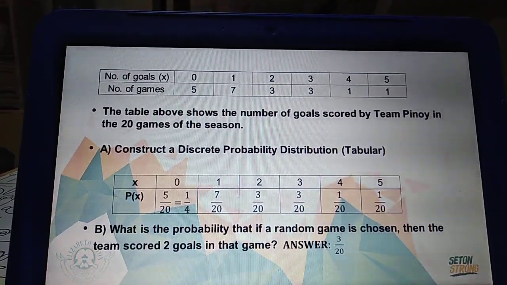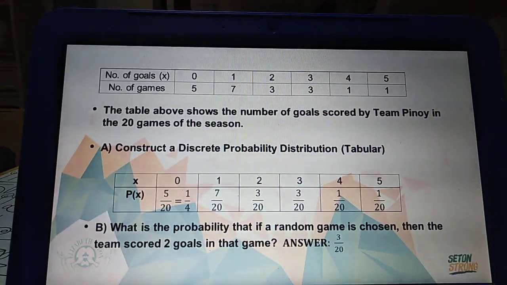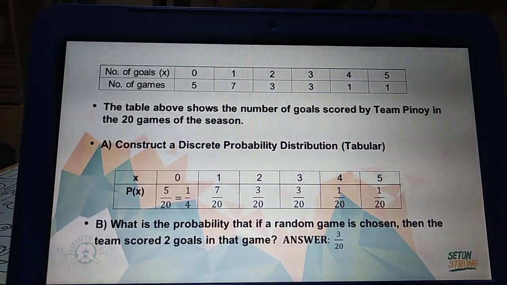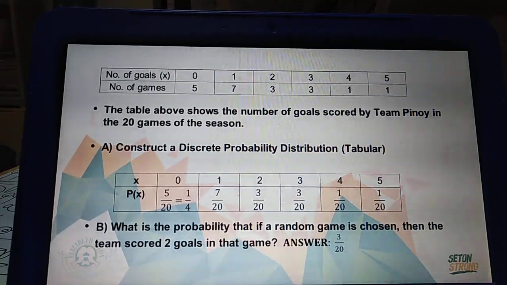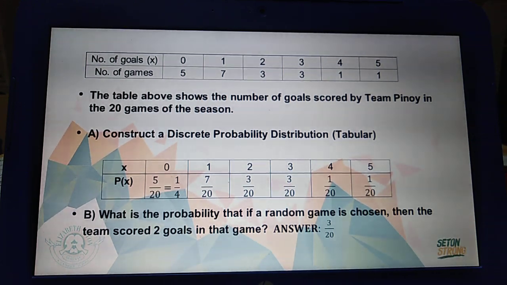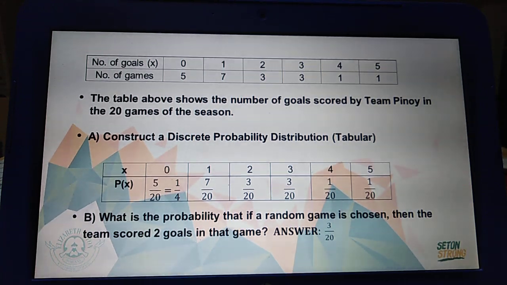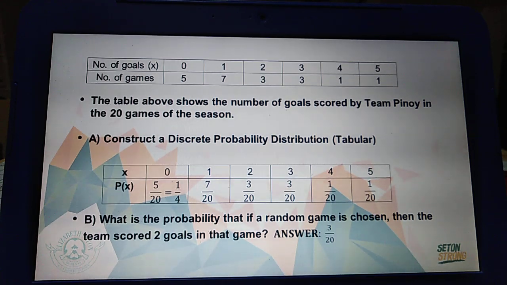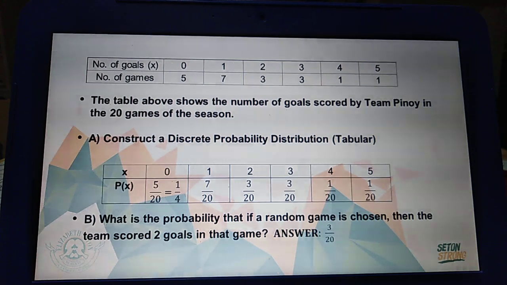We said that the discrete probability distribution would have the random variable, which in this case is the number of goals scored by the Team Pinoy, and the probability of those goals being scored by the Team Pinoy. So notice that the number of games, if the goal is 0, is 5. Again, if we're going to get the sum of all the games, then it will be 20. So the probability of getting no score at all would be 5 over 20, which is the same as 1/4.